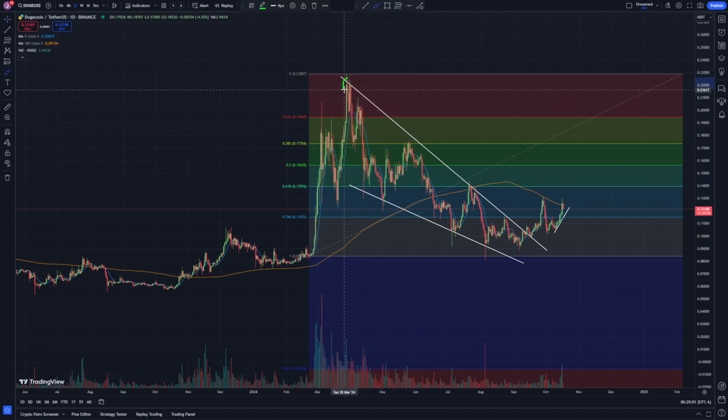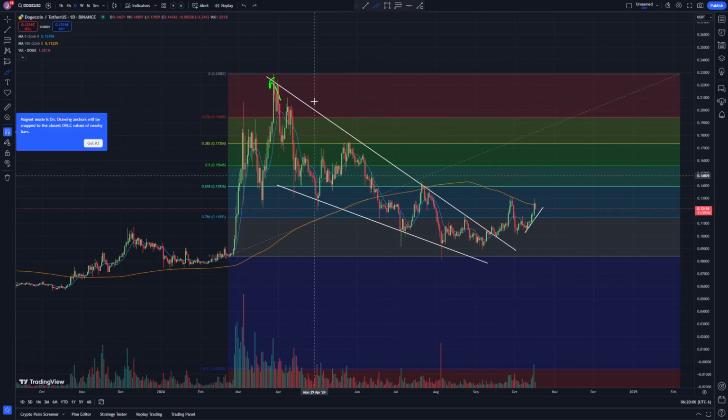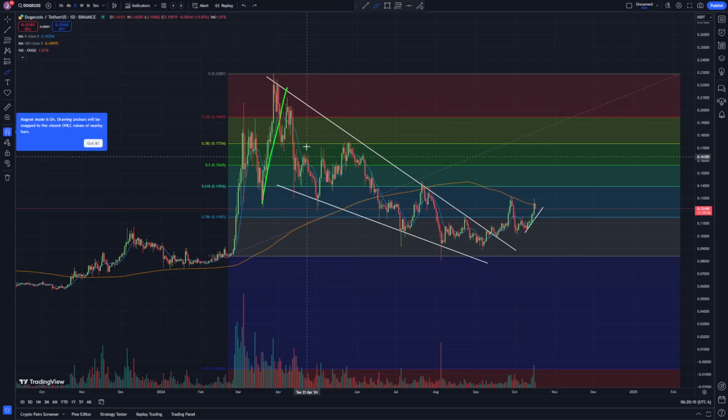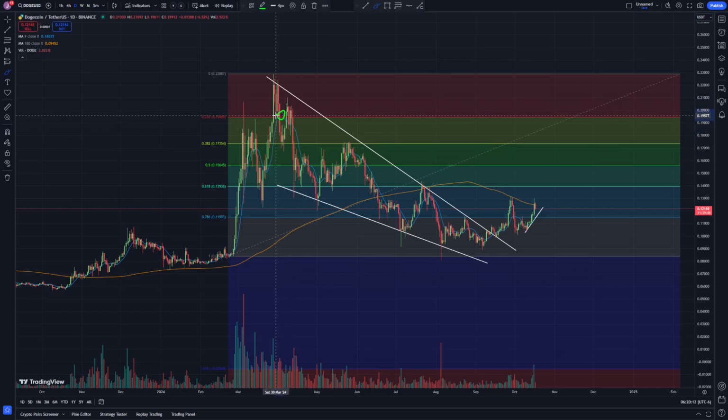So let's say we start heading down here, and we think we hit the top, we have a trend line, we break it, we start to head down. We could start selling and putting in limit orders at these Fibonacci retracement levels to dollar cost average on the way down.